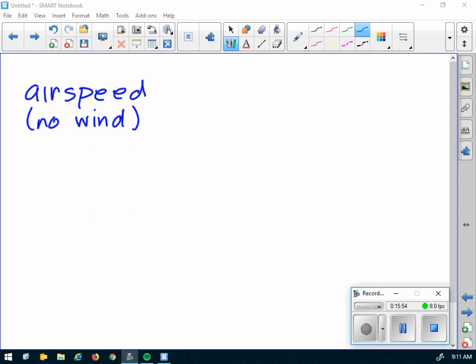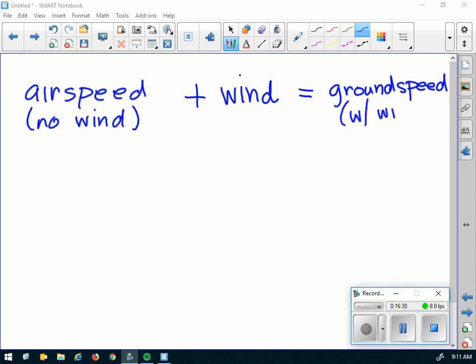The airspeed means there's no wind. So if we take what the plane is doing without wind plus the speed and direction of the wind itself, then we get what the plane is actually doing with the wind blowing on it, which is called the ground speed. Don't ask me, these are just the words that they use. I don't know why they're called this. They just are. So we just go with it, okay?